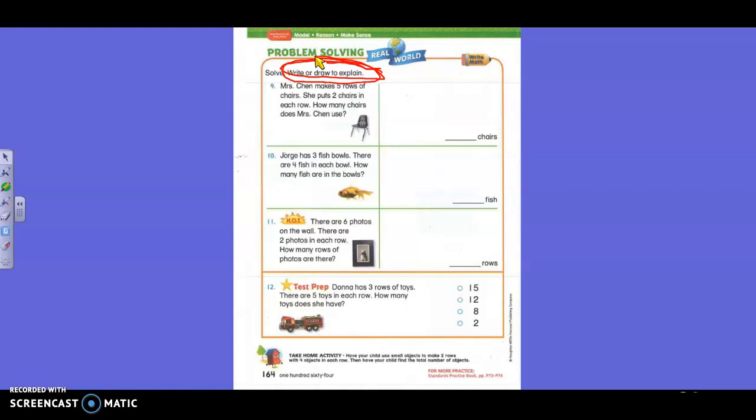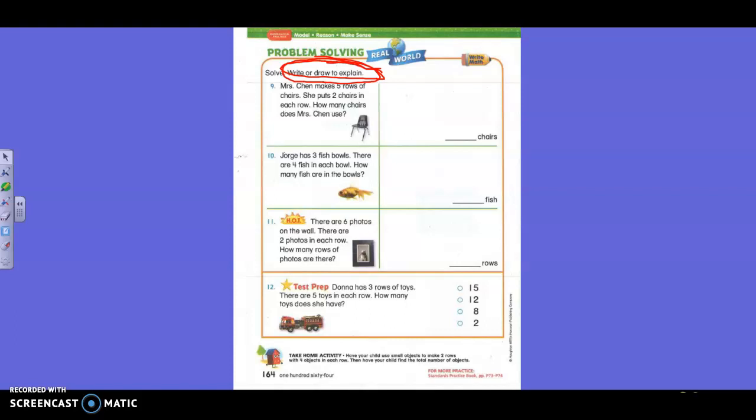Now, we will do number 11. It says, yes, you're going to do the rest on your own. So turn the paper over so you're on a hot problem. There are 6 photos on the wall. There are 2 photos in each row. How many rows of photos are there?